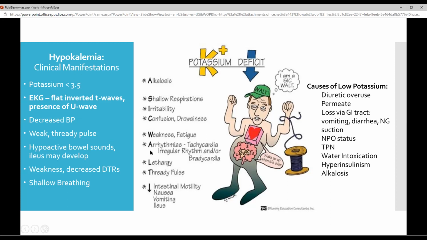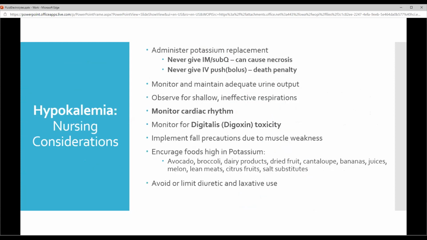And then here's the other signs and symptoms, right? You got the little image here, and the only mnemonic I could find was sick Walt. All right, you figure that out. All right. Again, you're going to administer potassium supplements. If they're alert and oriented, it's probably going to be something oral. You are never, ever, ever going to give an IV bolus of potassium as part of the death penalty cocktail, okay? Do not give anyone IV push potassium.